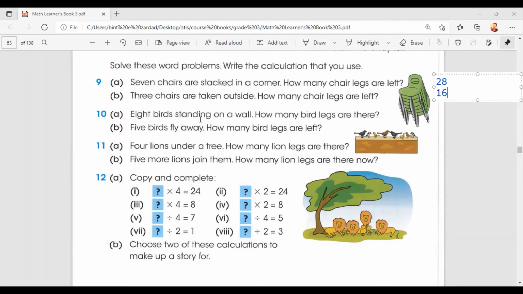8 birds standing on a wall. How many bird legs? Not 4, birds have 2 legs. So 8 multiplied by 2 is 16. 16 legs, not 16 birds. 5 birds fly away. 8 minus 5 is 3. 3 multiplied by 2 is 6. Like this, question number 3, question number 11, question number 12. Copy and complete, very easy. We are using multiples of 4 and 2. So let's start.